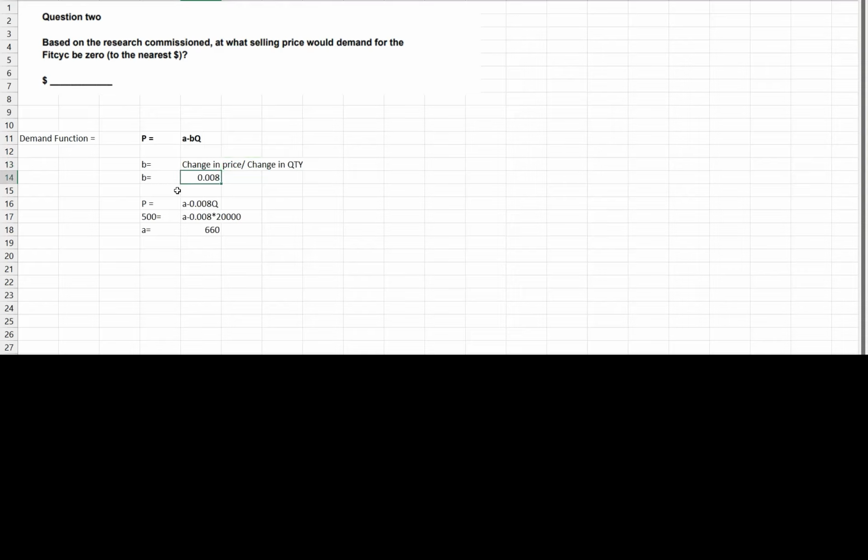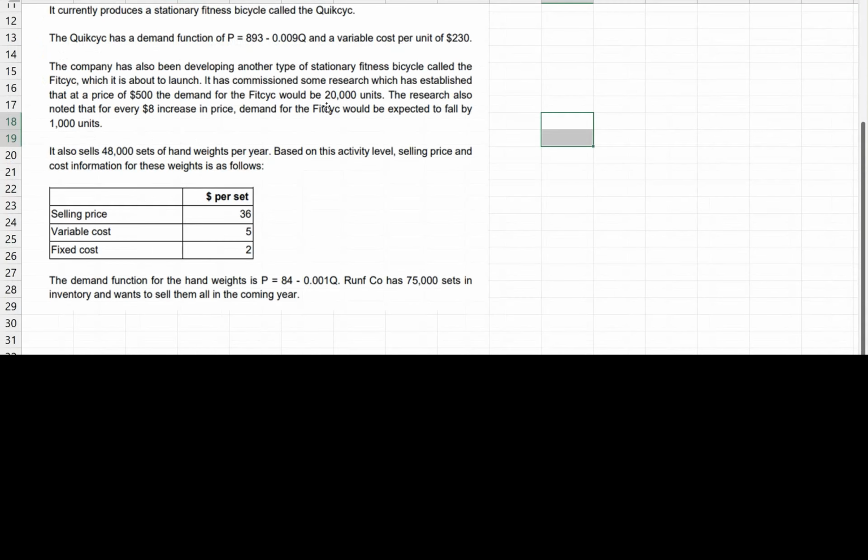All right, we will ignore the minus sign here, and now we will put this value into the equation. You must know here that A means the price at which demand would be 0. So in order to find A, we still need P and Q. And you can see in the question they provided the price and demand. So if two prices and two demands are provided, you can pick any one. And we will pick this one, that at 500, the demand would change to 20,000.